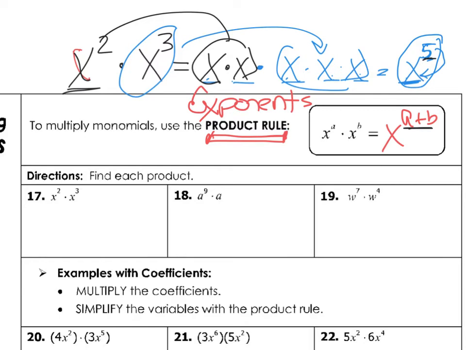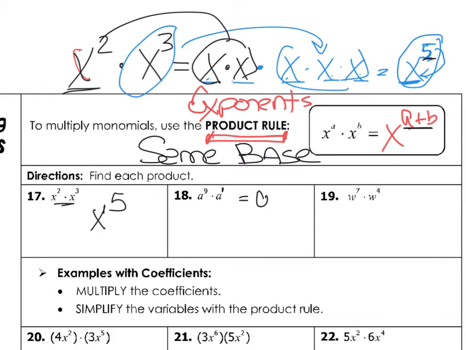And they have to have the same base, kind of like terms. Like terms when you're adding and subtracting, same base when you're multiplying. So x squared times x cubed is going to be x to the 5th. And a to the 9th times a, and it's understood that's an invisible 1. So a to the 9th, 9 plus 1 is a to the 10th.